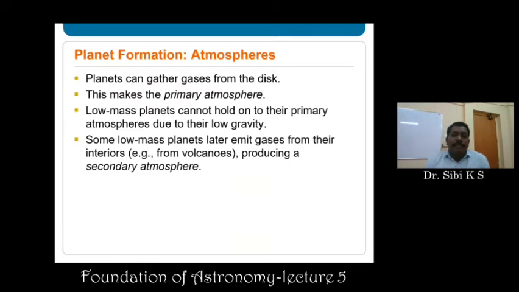So a planet can actually gather gas from the disk. This makes the primary atmosphere, and low mass planets cannot hold on to their primary atmosphere due to their low gravity. Some low mass planets later emit gases from their interiors, producing a secondary atmosphere.